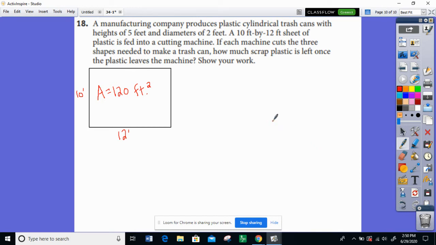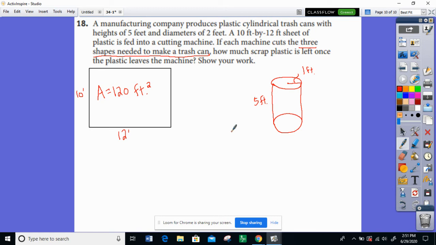And they're also saying that we have a cylindrical trash can. So this is just a sketch. This is not going to be a perfect picture. But the reason that it says that we need 3 shapes in order to make this trash can is we need to have a bottom for the trash can. We need to have a curved lateral surface in the middle, but then we don't want the trash to blow away, so we need a top piece to cover the trash can as well. So if the height is 5 feet, and they tell us that the diameter is 2 feet, then this radius is going to be 1 foot.